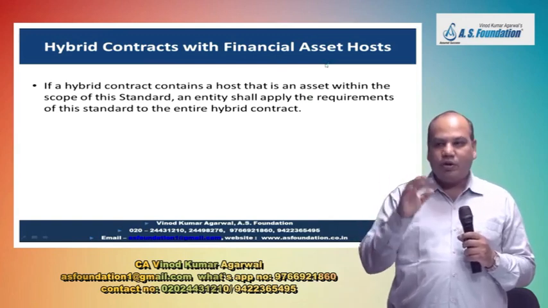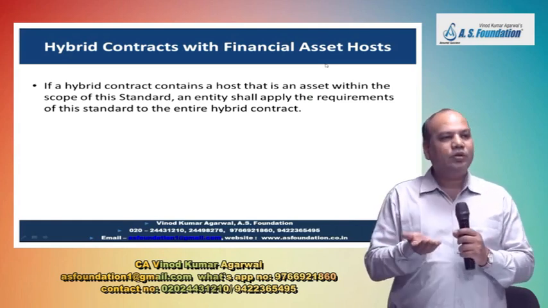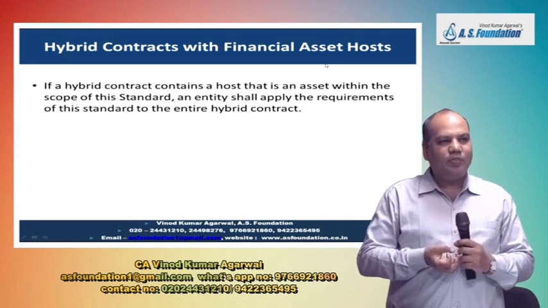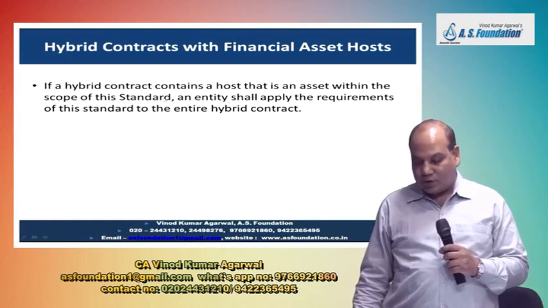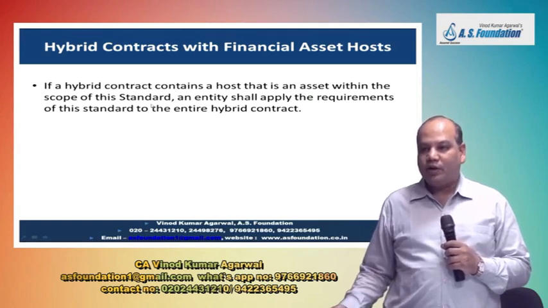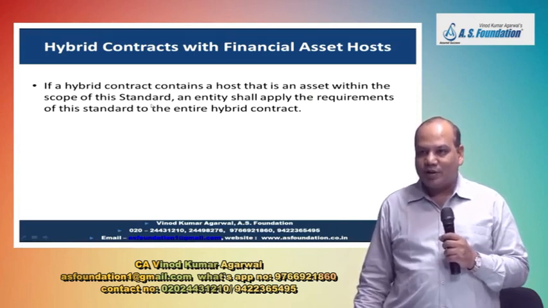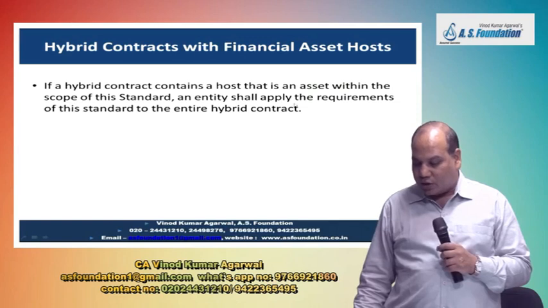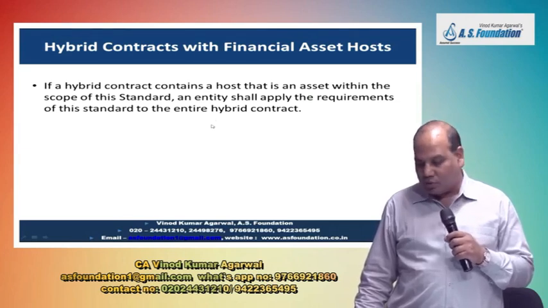Convertible bond. It's a hybrid contract and the bond is a financial asset. So the host which is embedding the derivative is a financial asset. If the hybrid contract contains a host that is an asset within the scope of this standard, which asset is within the scope of this standard? Financial asset. Only financial assets and financial liabilities are under the scope of this standard. An entity shall apply the requirements of the standard to the entire hybrid contract.